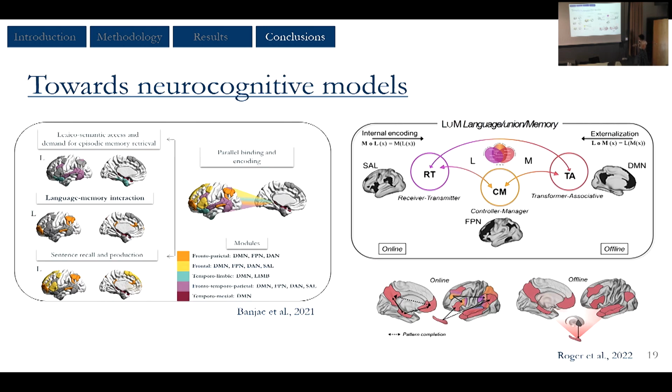Then in our research group, we used results such as these to propose different models of language and memory interaction that I will not go into detail about now. What I wanted to show you today is how graph theory can be useful to study questions like these.